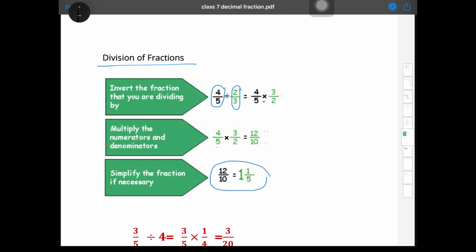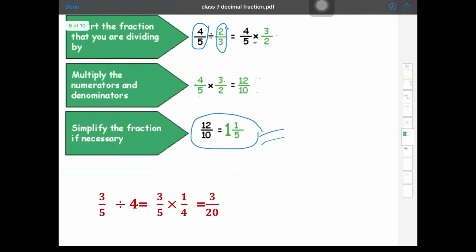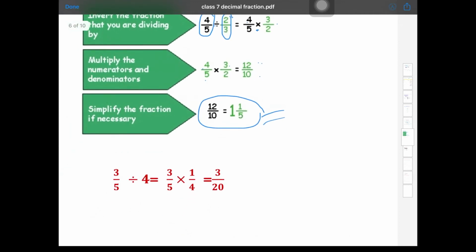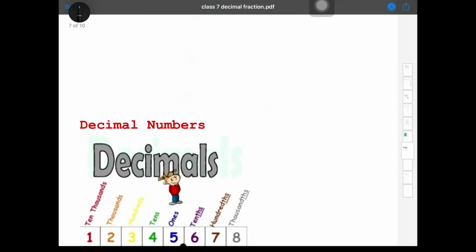If you want, you can write it in the mixed form. So it is like this. One more example I've given. In this, some of you can make mistakes. Like if you have 3 by 5 divided by 4, actually 4 is not a fraction, so you can write it as 4 by 1. Here the divide sign will change into multiply, and then this is written as the reciprocal of that, that is 1 by 4. So the result will be 3 by, 5 fours are 20. Like this you can write it.